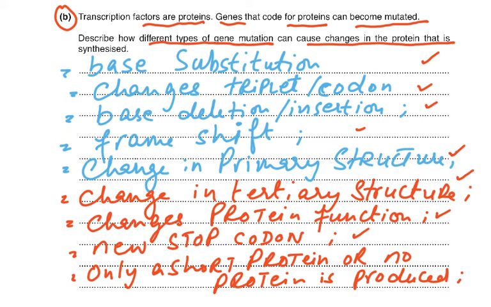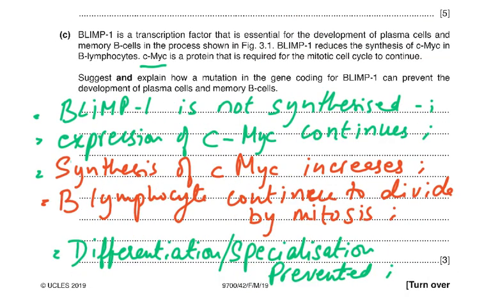So this is what we had to talk about: how the code for proteins can become mutated. Then part C of the question. BLIMP1 is a transcription factor that is essential for the development of plasma cells and memory B cells in the process shown in figure 3.1. BLIMP1 reduces the synthesis of C-MyC in B lymphocytes. C-MyC is a protein that is required for the mitotic cell cycle to continue.